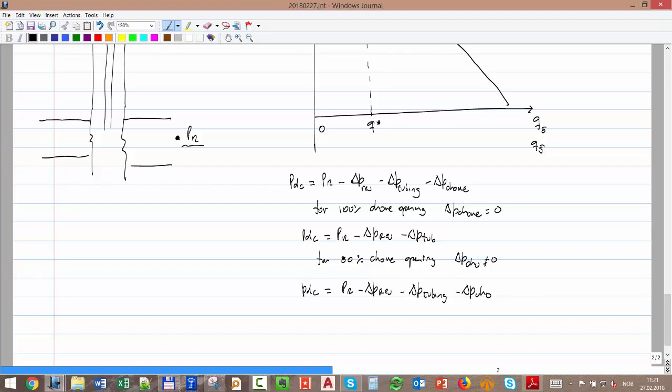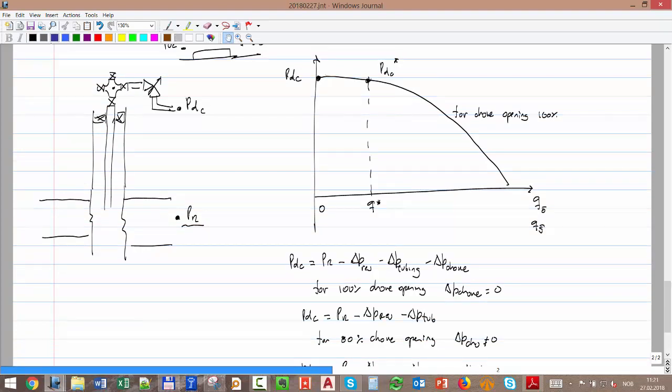If the rate is the same, then this one should be the same as this one, right? The delta P in the reservoir is the same, and the delta P in the tubing is also the same. But I have now this extra term. So the pressure downstream of the choke should be lower, which makes sense. When I'm closing the choke, I actually have an additional pressure drop, and the pressure available at the wellhead is actually lower. So the curve looks something like that. Okay? Is that clear?